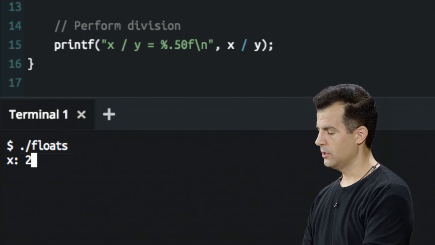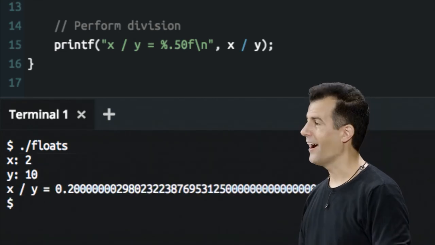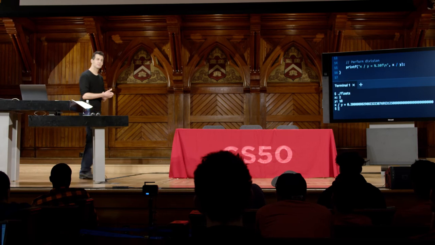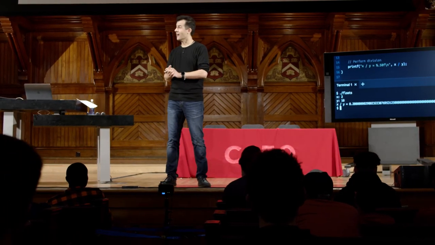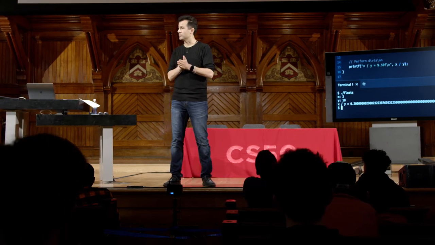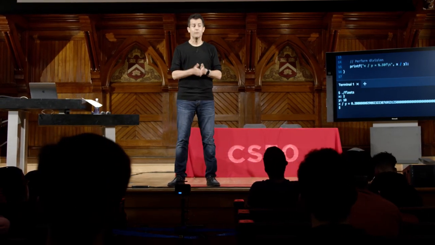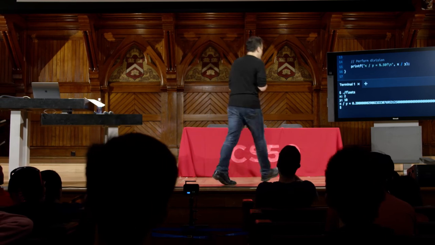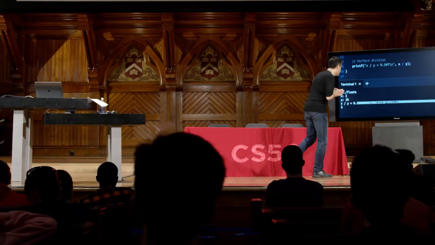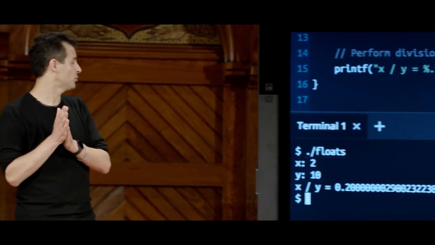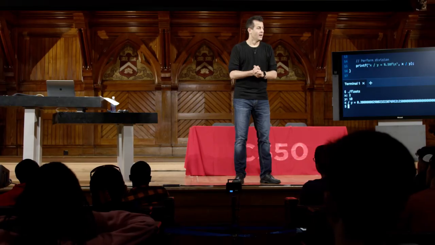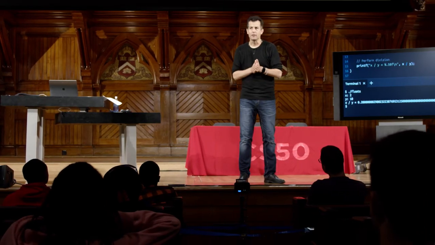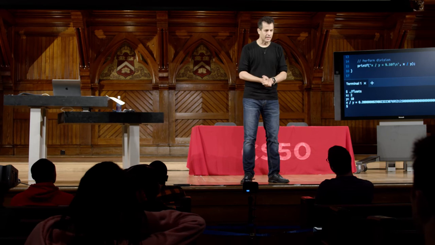./floats 2, 10. Ha! Your grade school teachers lied to you. 2 divided by 10 is apparently not 0.2000000 infinitely. It's apparently 0.2000000298023223876953125, and then all of those zeros. What the hell is going on? Where's the bug? Where's my mistake? Where's my misunderstanding?